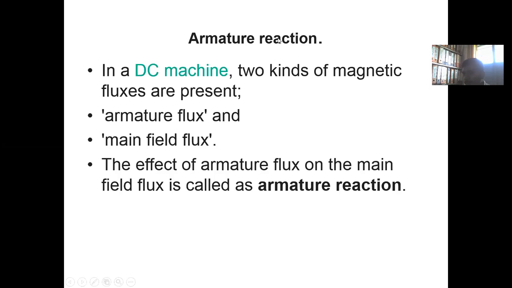Poles are inside. Between the poles, we place interpoles. From the construction point of view, we discussed the dummy coils in armature winding, lap winding, and wave winding. There are two types of winding present in DC machines: one is lap, another one is wave winding. Lap winding, what its nature is, and wave winding, what its nature is, and the equations related to back pitch and front pitch, all we discussed in the previous classes.